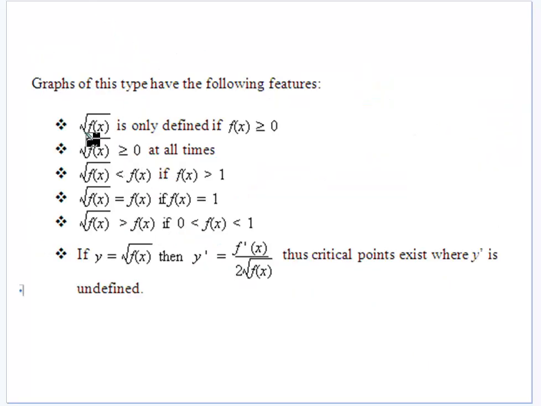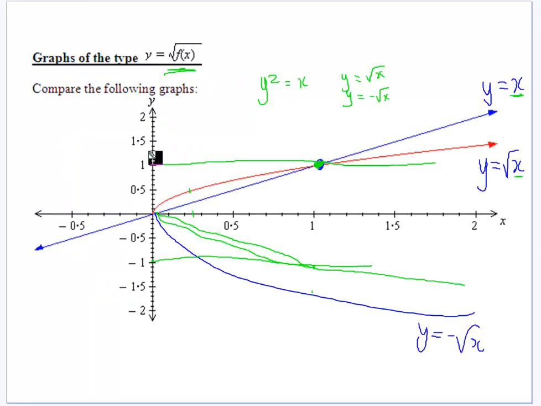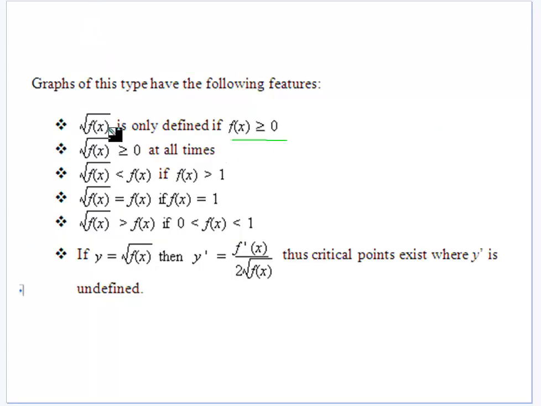So the rules we're going to need to follow. First thing, the square root of the function is only defined for the function being greater than or equal to 0. So when we look back at this one, it's not defined for these values here. We can't take the square root of those. So the function of x has to be above the x-axis for us to play around with that. If it's not, then we can't do it. The positive square root of the function is greater than 0 at all times. For the negative square root, obviously it's going to change.